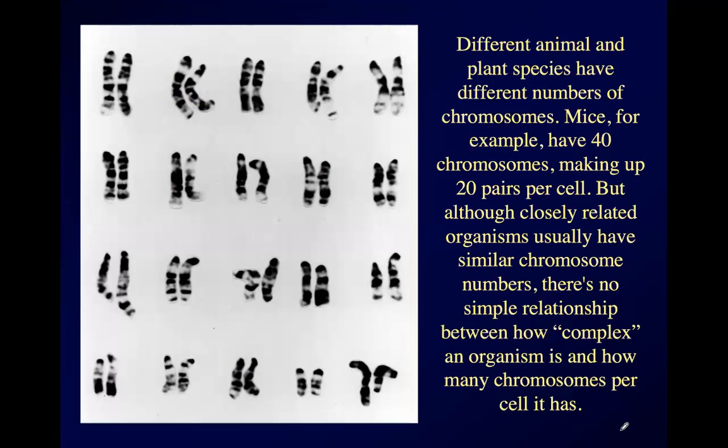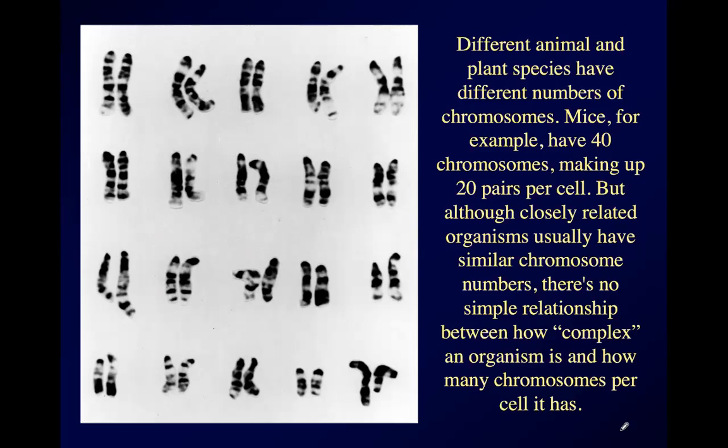Now, aside from the fact that usually closely related organisms have similar chromosome numbers, domestic horses, I think, have 64, and donkeys have 66. You've got 46, and chimps have 48, and so on. Other than that, there is no simple relationship between how complex or how, in quotes, "advanced" an organism is and how many chromosomes per cell it's got. It's just a number.